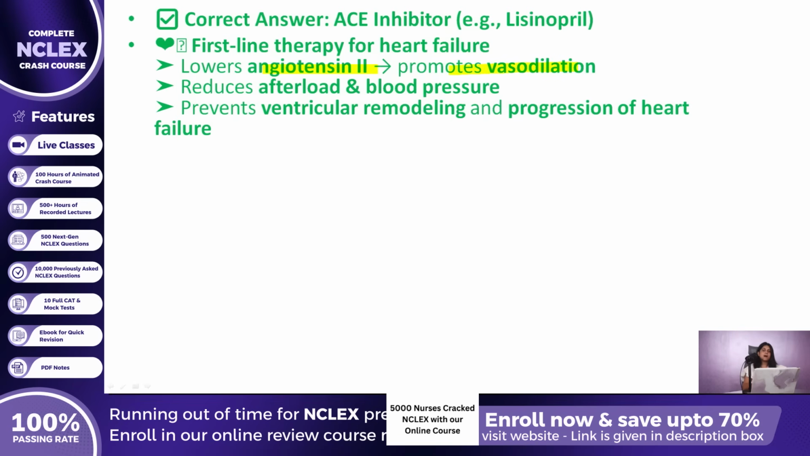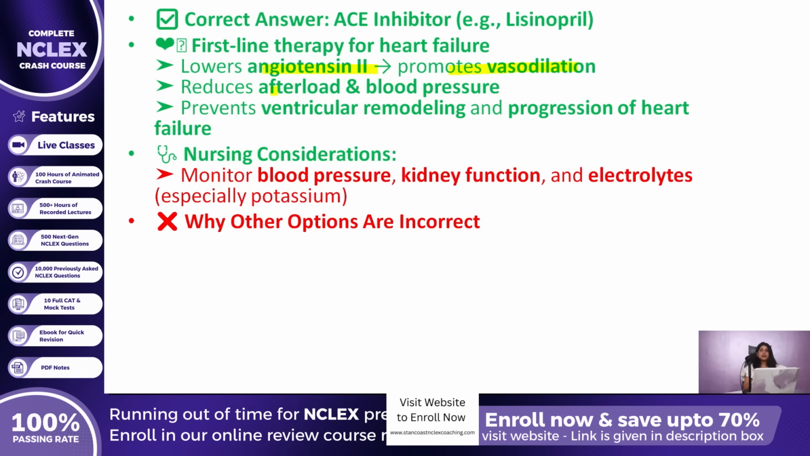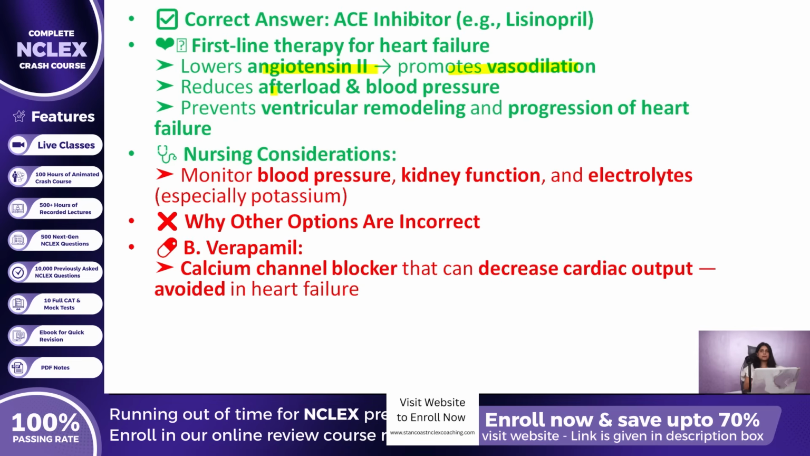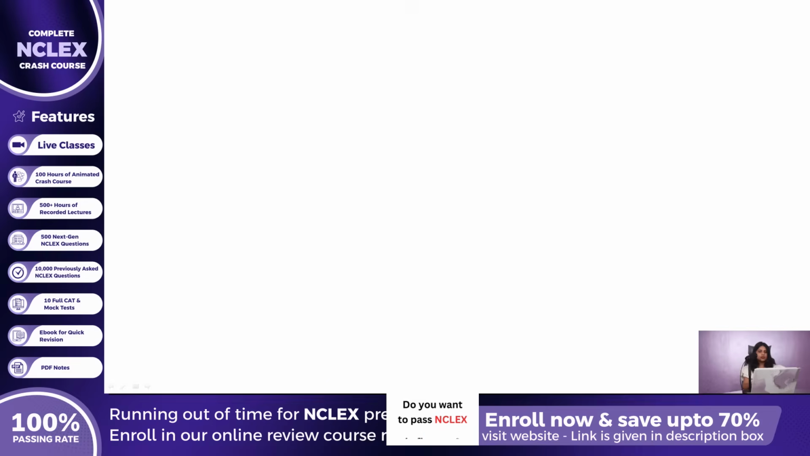The correct answer is option A, enalapril, an ACE inhibitor that lowers blood pressure by reducing angiotensin II, promoting vasodilation, and preventing harmful ventricular remodeling in heart failure. Option B, verapamil, is avoided in heart failure due to its negative effect on cardiac output. Options C and D, lovastatin and gemfibrozil, are lipid-lowering agents and do not directly manage heart failure. ACE inhibitors are key in treating congestive heart failure, and nurses must monitor blood pressure, kidney function, and electrolytes during therapy. Let's move on to the next question, 22.